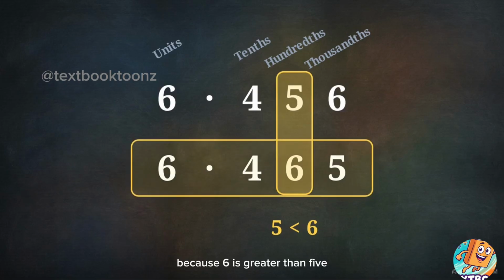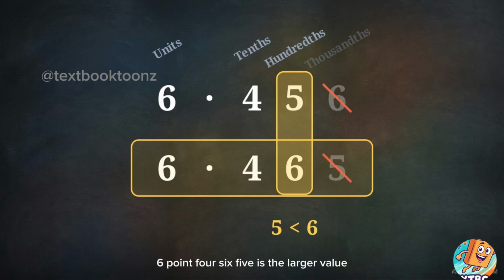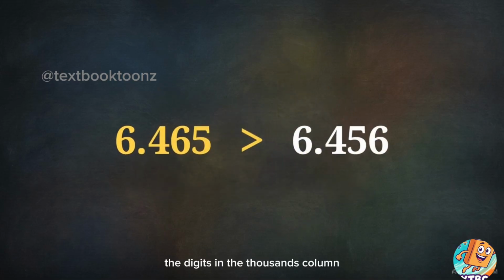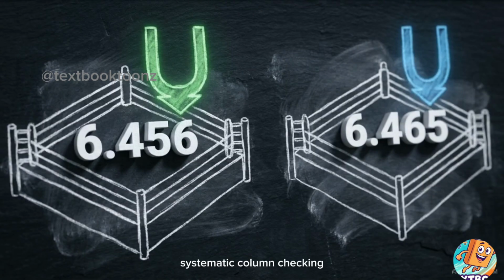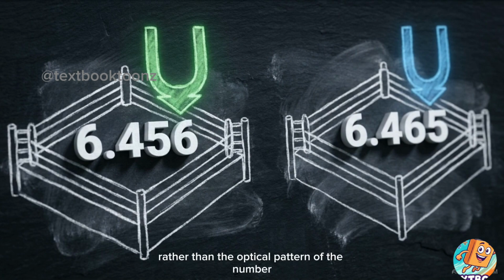Because 6 is greater than 5, 6.465 is the larger value. Once this difference is established, we can stop comparing. The digits in the thousandths column cannot change the result. Systematic column checking ensures you are evaluating the hierarchical value of the digits rather than the optical pattern of the number.